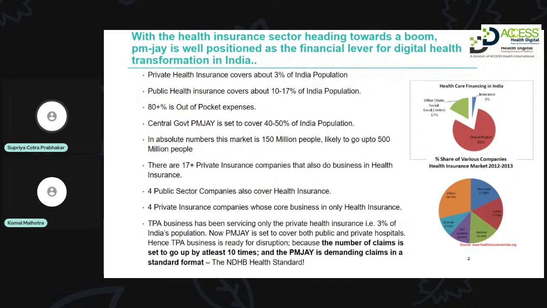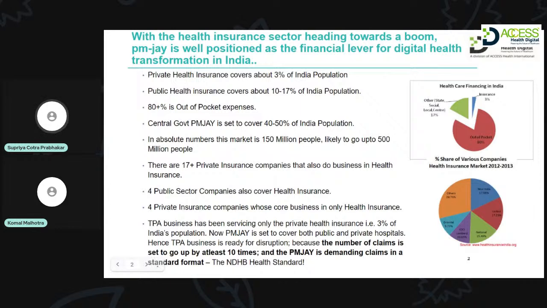To understand the health insurance information platform, let's take a look at the insurance sector itself, the health insurance sector in India. The health insurance coverage is quite low in India compared to other countries. The private health insurance covers about 3% of the Indian population, and the public health insurance covers about 10 to 17%. Because the insurance coverage is so low, there is a very high out-of-pocket expenditure, which is about 80% and above.